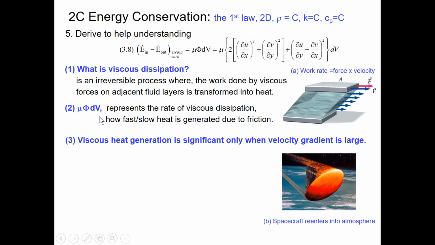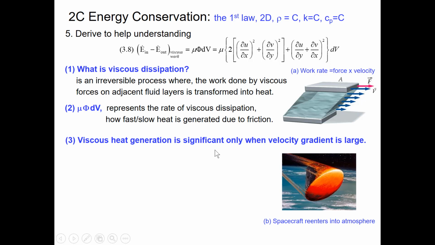Second, therefore, viscosity times the viscous dissipation phi times the differential control volume dV represents the rate of viscous dissipation in a unit of a watt. In plain words, it represents how fast or slow the heat is generated within the fluid due to the friction.